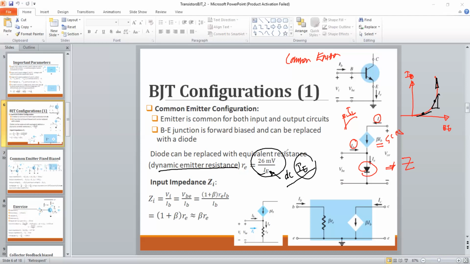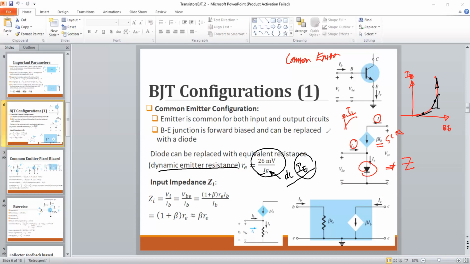So then you can plug it into this equation: 26 millivolt divided by IE. So it gives the value of RE. To get RE, you need the DC emitter current. So to get the DC emitter current, first you have to analyze the circuit in the DC domain. Now we replace this emitter diode with a kind of impedance, which for a transistor is denoted by this dynamic emitter resistance RE. So we can basically get this dynamic resistance value by dividing 26 millivolt by the DC emitter current.